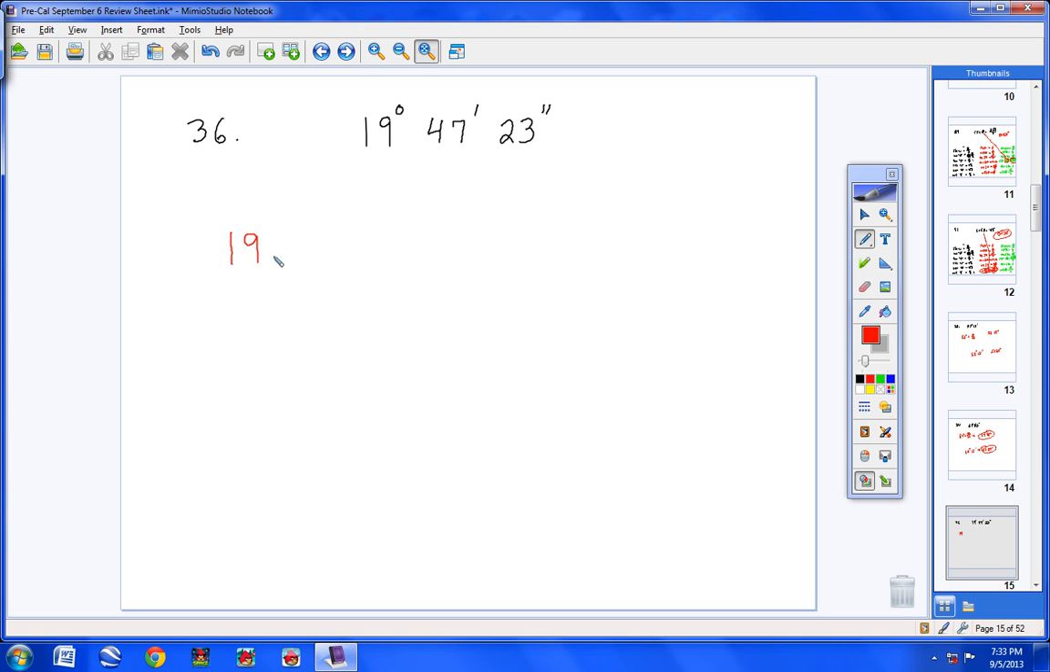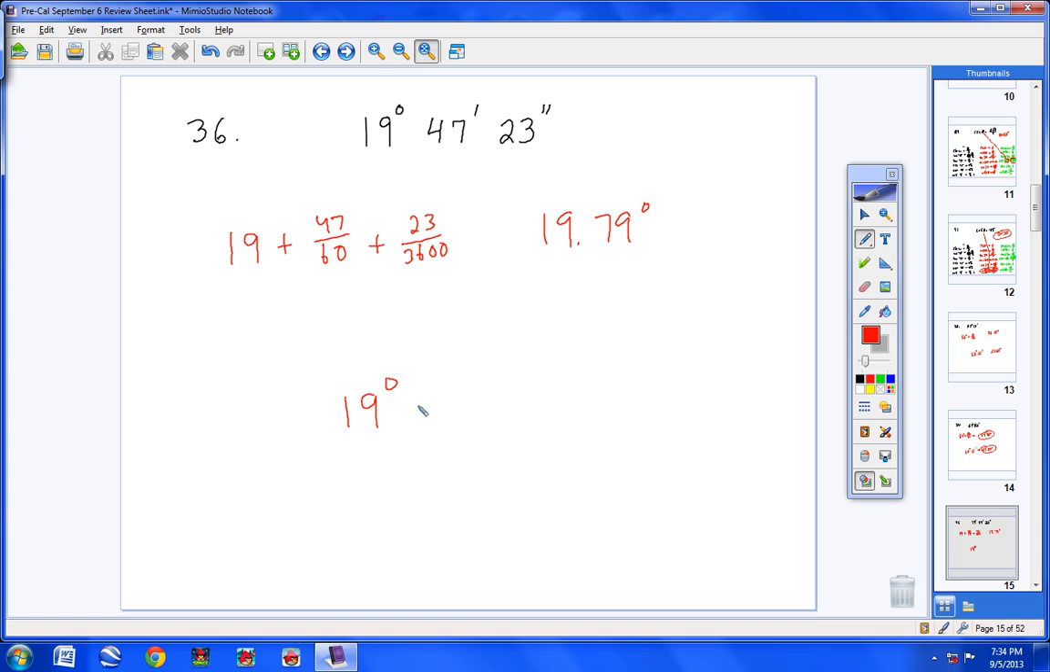All right, number 36. I would have 19 plus 47 over 60 plus 23 over 3,600. And if you type all that into your calculator and hit enter, you will get 19.79 degrees.